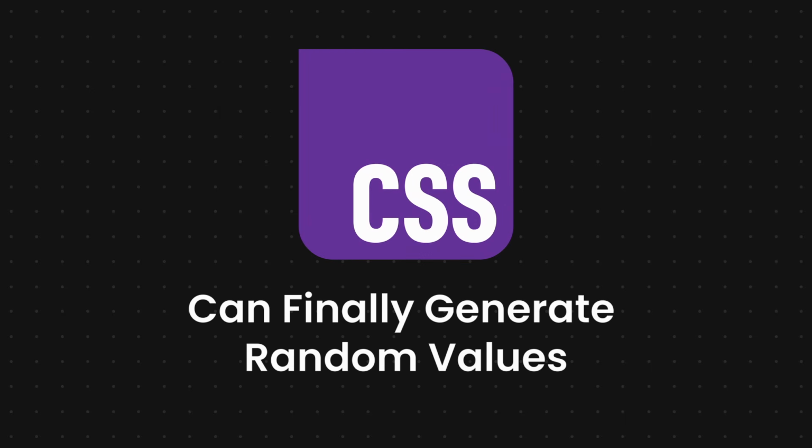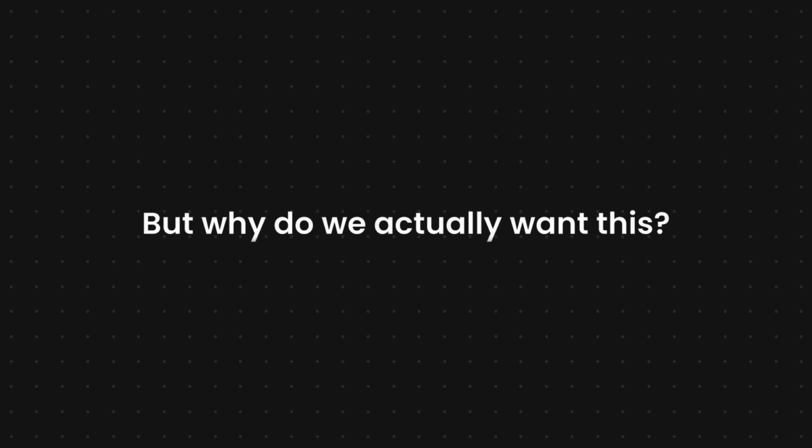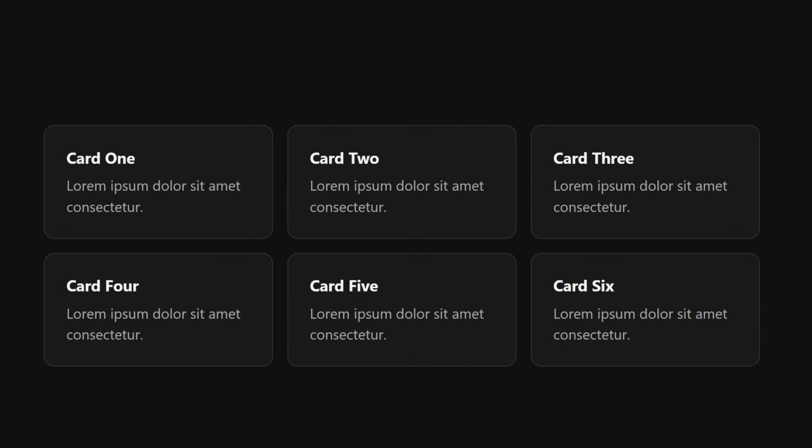CSS can finally generate random values. And yes, it means exactly what you think. There's no JavaScript needed to pick a random value somewhere between these two numbers. But why do we actually want this? Think about random sizes, positions, rotations, colors, and animation delays. These are purely visual effects that look much more natural when being a bit random.